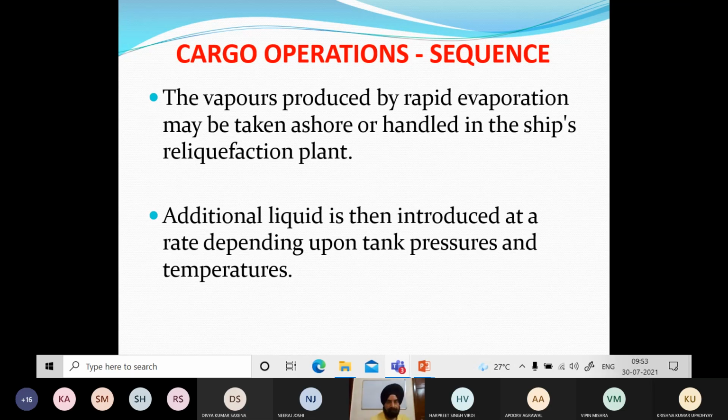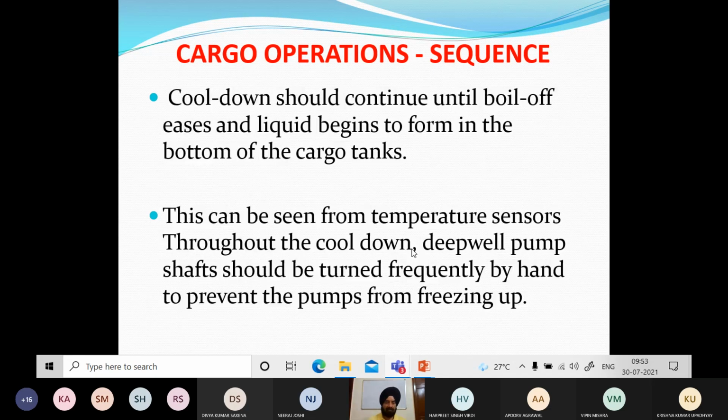So additional liquid is then introduced at rate depending upon the tank pressure and temperature. So this is basically a procedure. Cool down should continue until, अब क्या होगा, आस्ते आस्ते आप कूलिंग डाउन कर रहे हो, आपने लिक्विड गैस डाली, it is getting converted into vapors. तो वेपर्स को आपने वापस शोर ट्रांसफ़र कर दिया, शोर भेज दिया, या अपने प्लांट में उसको करके वापस यू आर इंट्रोड्यूस. तो एक स्टेज आएगी कि जब स्लोली आपका टैंक ठंडा हो गया.